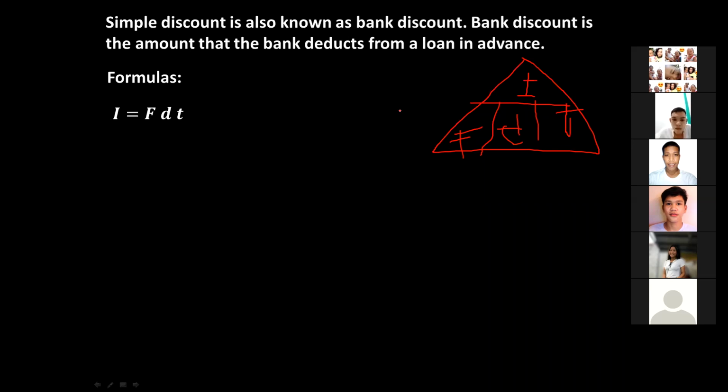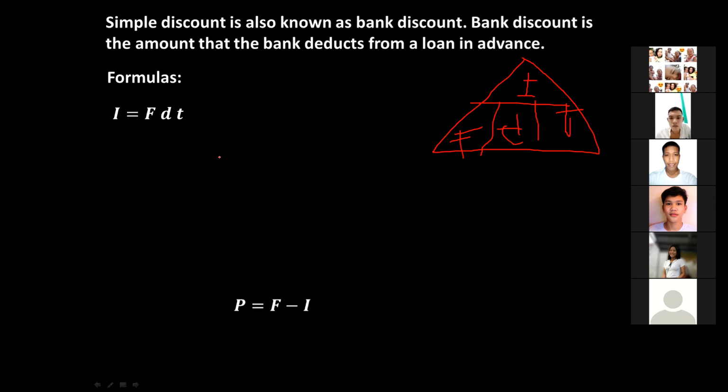Naintindihan ba yung triangle? Tatakpan mo ang F, may formula ka na ng F, I over DT. Takpan mo ang D, may formula ka na ng discount rate, I over FT. Takpan mo ang T, may formula ka na ng T, I over FD. Takpan mo ang I, FDT. So, ganyan lang kasimple yan.